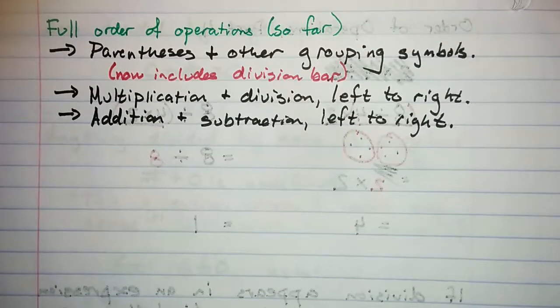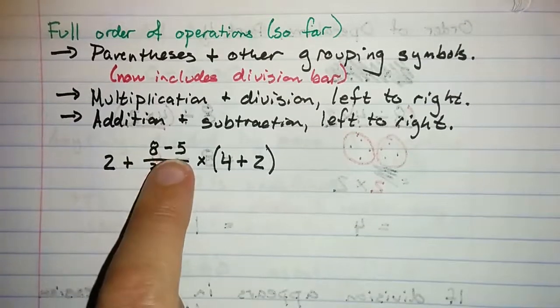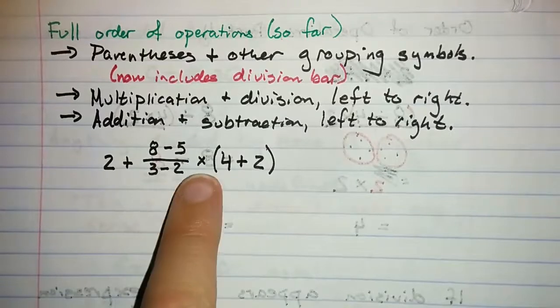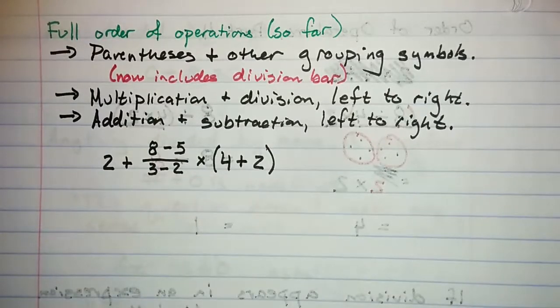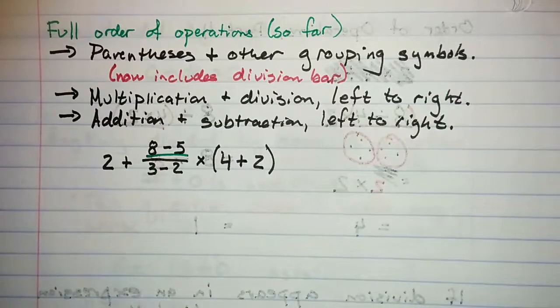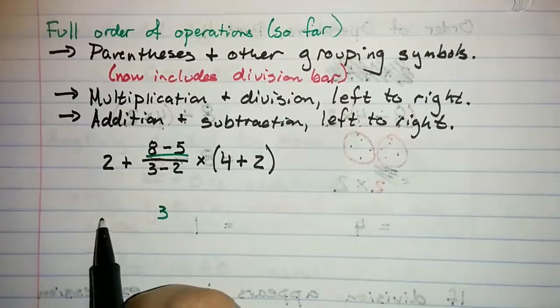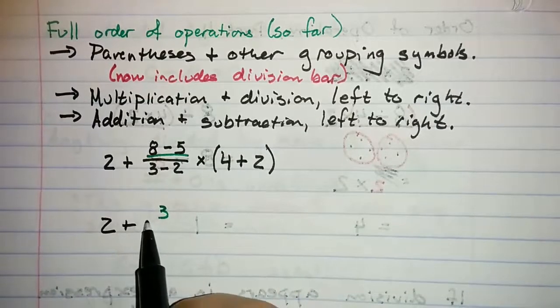So let's see an example. Suppose we want to find 2 plus 8 minus 5 over 3 minus 2 times 4 plus 2. What should we do first? Well, first we should do the arithmetic inside grouping symbols. I'm just going to pick one to start with. I'm going to start with 8 minus 5. That's 3. And now I'm going to copy the whole rest of the problem.